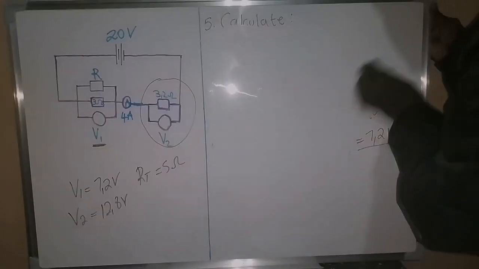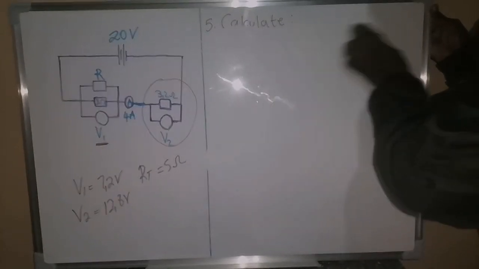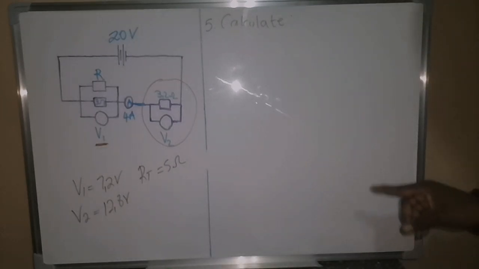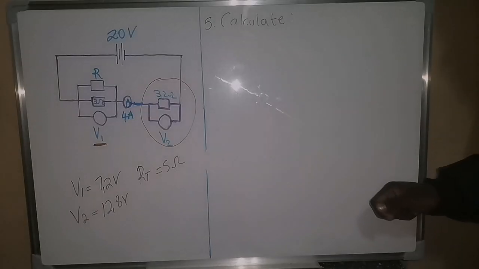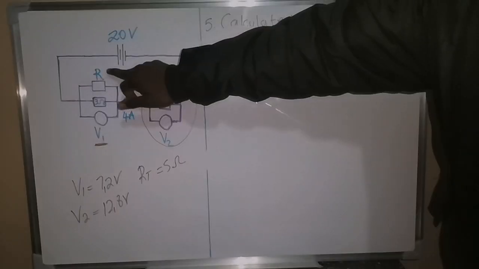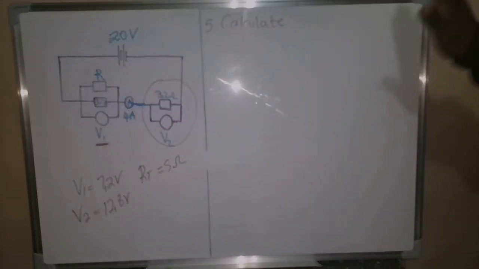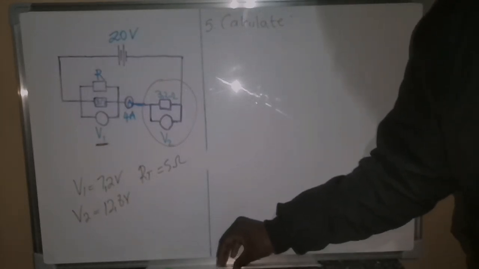Now 5.3. I know that electricity is so tricky, guys, but we'll get there, don't worry. We will get there. Now, 5.3 says calculate the resistance of resistor R. That means the resistance of this one. This is so simple, guys. How are we going to find the resistance of resistor R?